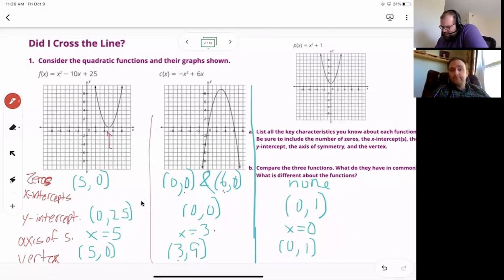And the big weird thing that's happening here is that our third graph does not have zeros or x-intercepts. And it might be more accurate to say does not have zeros that show up on a graph and does not have x-intercepts. And we're going to talk a little bit more about why that happens.